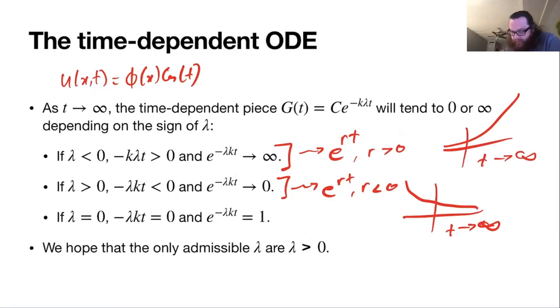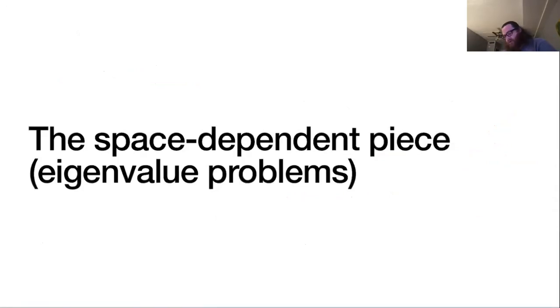Okay, cool. So that's the time-dependent piece essentially solved, right? This is the form of the solution. Sure, we have a constant we need to figure out. Sure, we have another constant lambda we need to figure out. But presumably those will be accounted for in the next few steps. Okay, so now let's look at the spatial piece, the space-dependent piece.